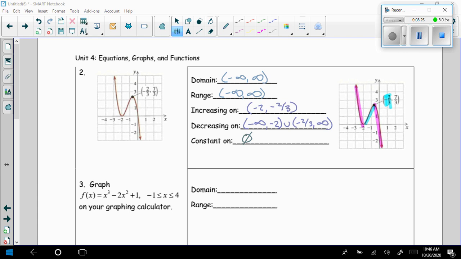Domain and range in this case are both all real numbers, or negative infinity to positive infinity. It is increasing from -2 to -2/3. There's a reason why they gave us that coordinate, because otherwise we would have to guesstimate here. So it's increasing along that interval. It's decreasing on your other two intervals from negative infinity to -2, -2/3 to positive infinity. All right, there are no constants in this graph, and so we don't need to worry about that.